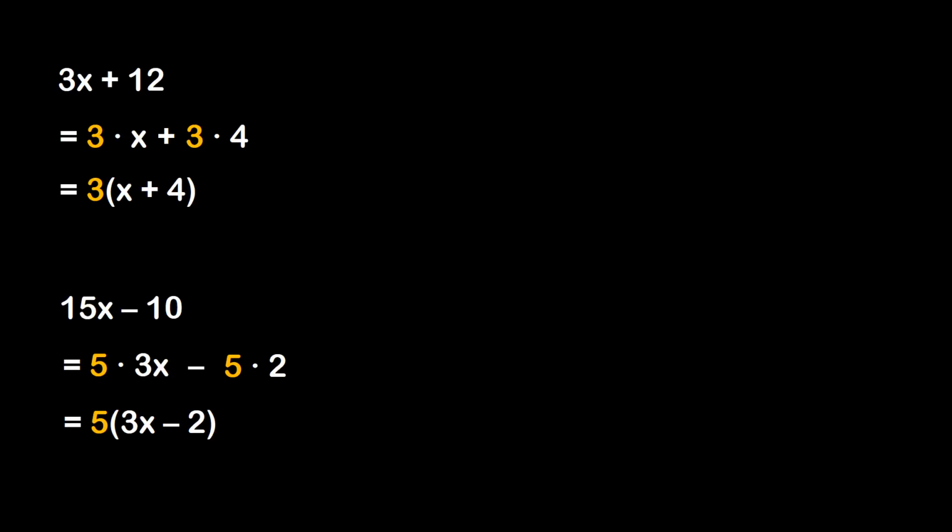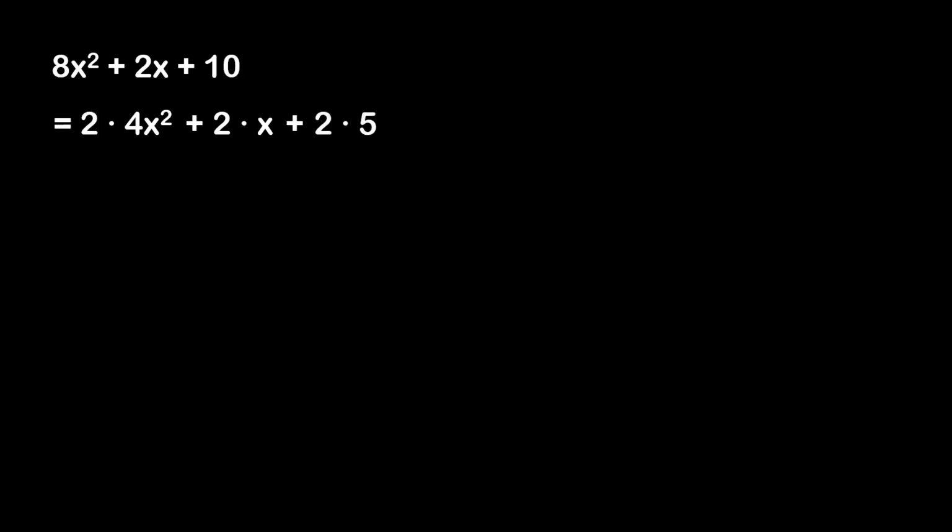So I'll go over 2 more examples. So we can apply factoring to quadratic equations as well. In this case, the common factor for 8, 2, and 10 is 2. So I can rewrite 8x squared as 2 times 4x squared. I can rewrite 2x as 2 times x, and I can rewrite 10 as 2 times 5. So the common factor is 2. I can then factor out the 2, and I'll have 2 times 4x squared plus x plus 5. Okay, so it's basically the exact same idea when you're doing quadratic equations or quadratic expressions.